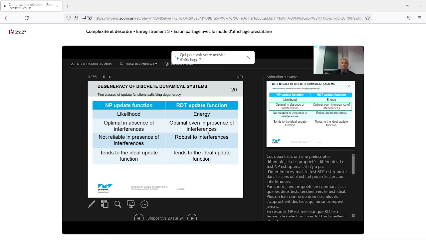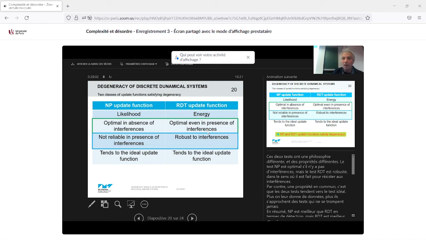That's due to the fact that these two approaches try to optimize different criteria. And it turns out that because of this difference, the NP update function is absolutely not reliable in presence of interference. It doesn't work. Whereas the RDT update function keeps on working because it's robust to interferences. Its criterion involves robustness in its own design.